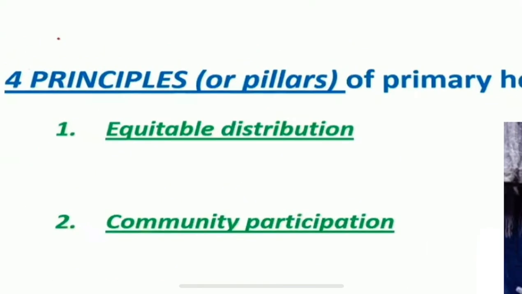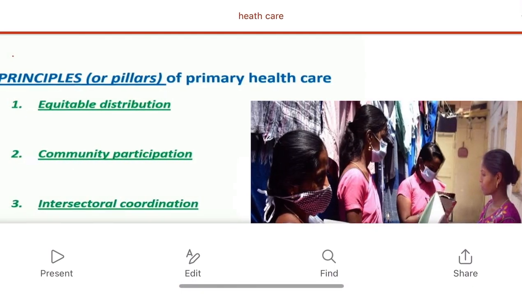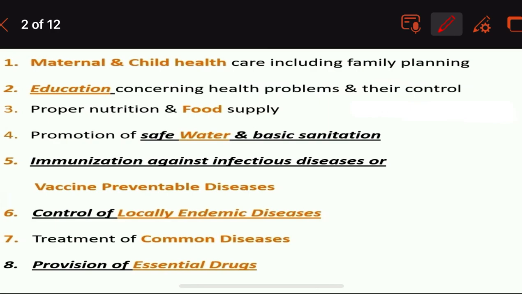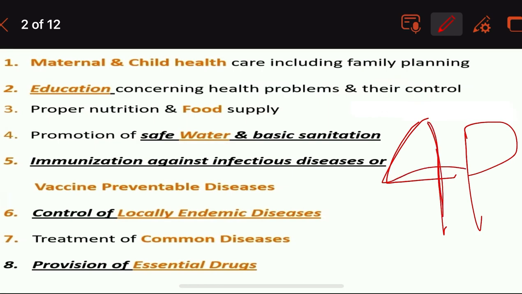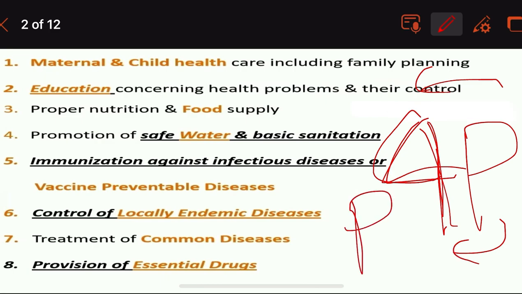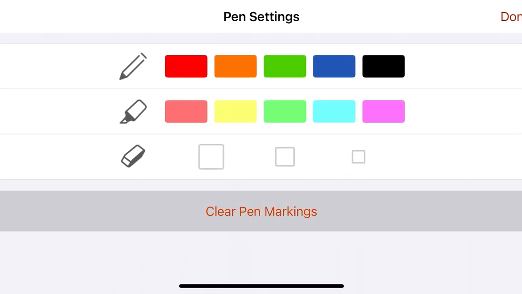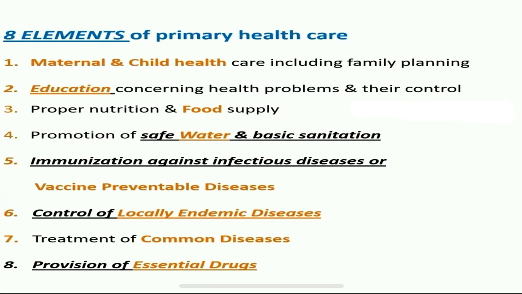Guys, we have 4 principles and 8 elements. Now, how do we remember this? The reverse: P is for principles, which is 4. For elements, close the E, and it becomes 8. So we have 8 elements and 4 principles.